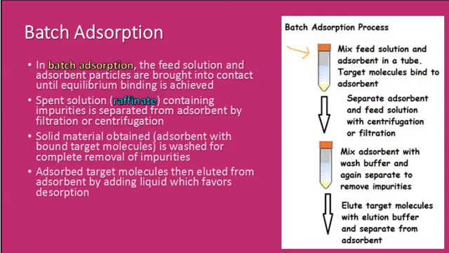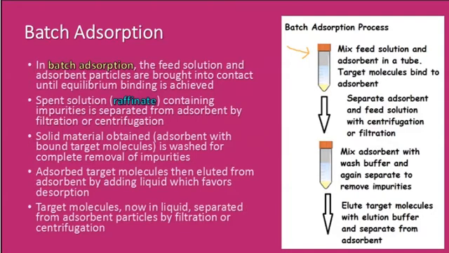So then you have to add some kind of elution buffer that is going to favor desorption. So it's going to be unfavorable conditions for binding of the target molecule to the absorbent. And then again, you're going to mix it up really good and then go through that separation process again, centrifugation. And this time when you remove the liquid, your target molecule should be in that liquid. So it's going to be separated from the absorbent particles, and then now you have your purified target molecule. So that's batch absorption.